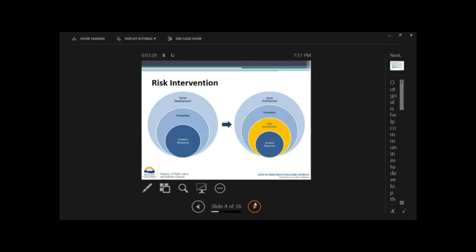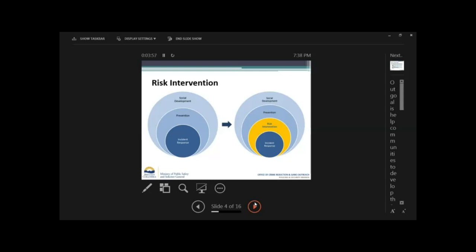Building on that concept, on the left-hand side is the traditional approach that we use with responding to people. What we're trying to do on the right-hand side is really focus on that yellow layer, which is the risk intervention. So we're really trying to help people before the incident response.